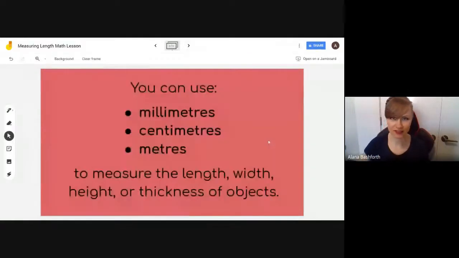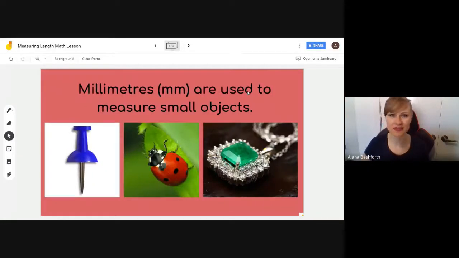All right, so the first thing that you need to know is that you can use millimeters, centimeters, or meters to measure the length, width, height, or thickness of objects. You could use any one of those to measure any of the objects. But we usually choose millimeters for small objects, centimeters for medium objects, and meters for large objects, just to keep our numbers from being crazy.